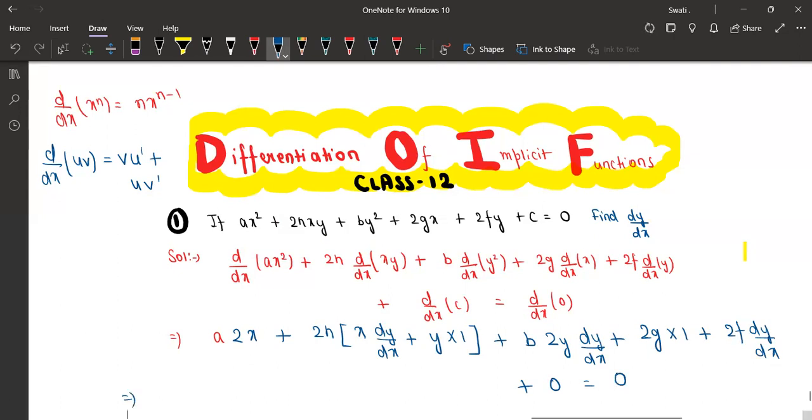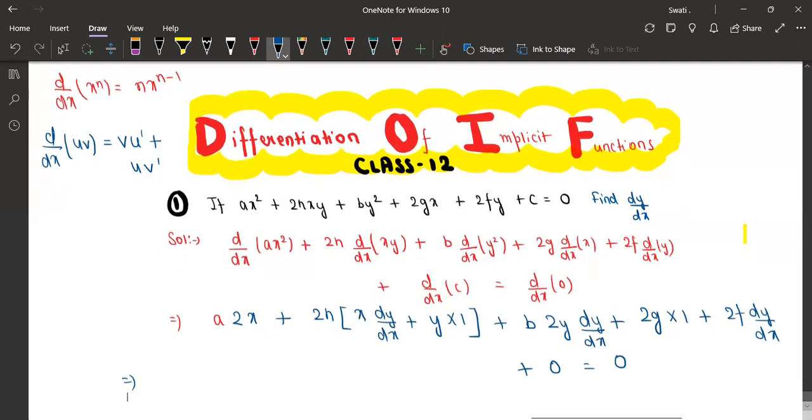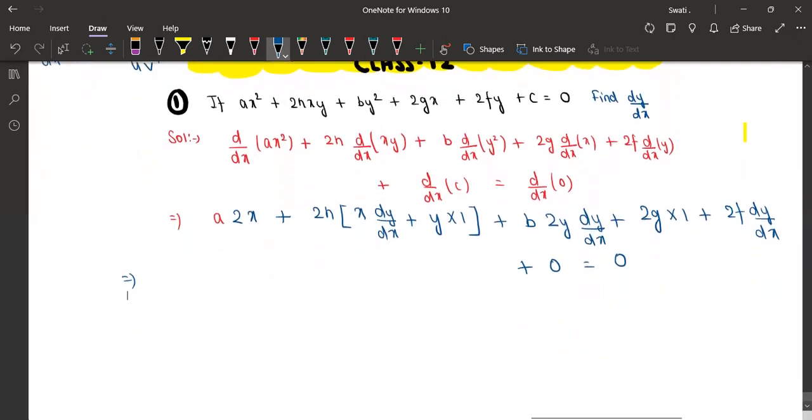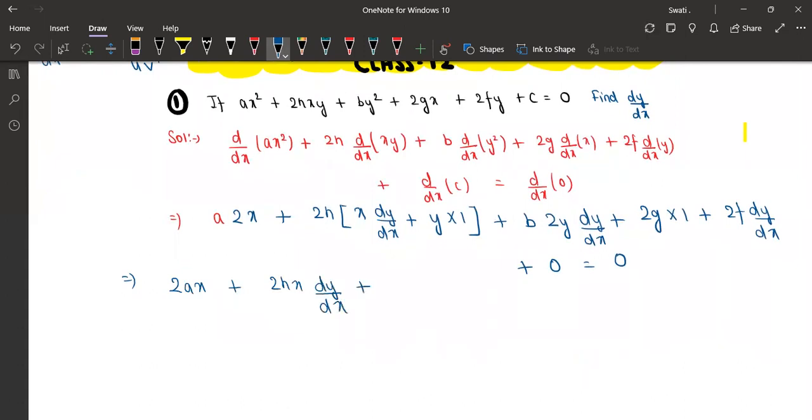We have to find out the value of dy/dx. What we can do here is simplify this and write down all the dy/dx terms together. So let us simplify this further. So 2ax plus, this will become 2hx dy/dx, right? Plus 2hy plus this will become 2by dy/dx, and this will become plus 2g times 1 is 2g, and this will become 2f dy/dx, and then 0 as it is equal to 0.